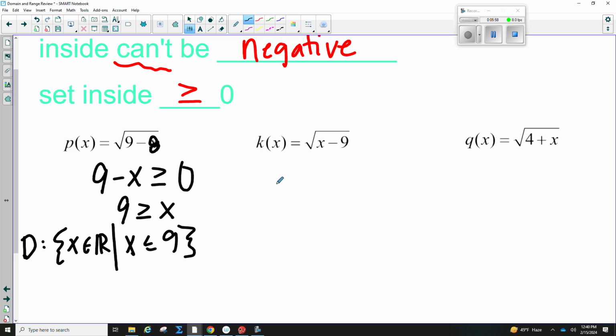Okay, for this next one, now I have x minus 9. Set what's underneath the radical greater than or equal to 0.